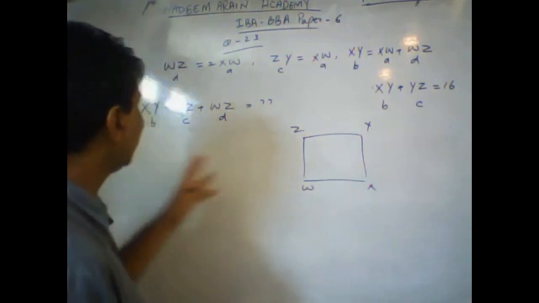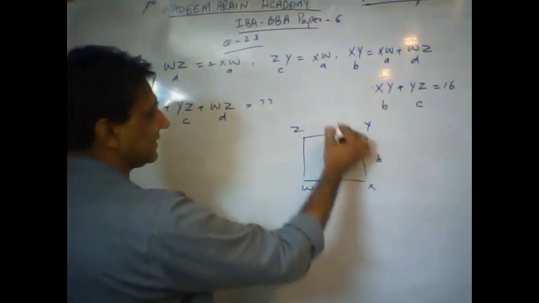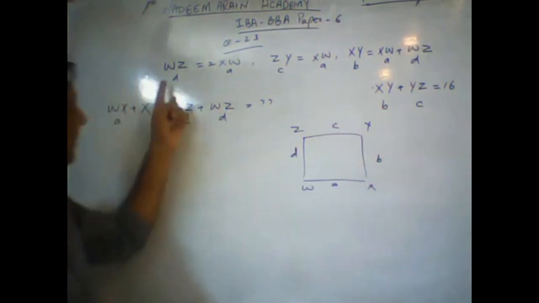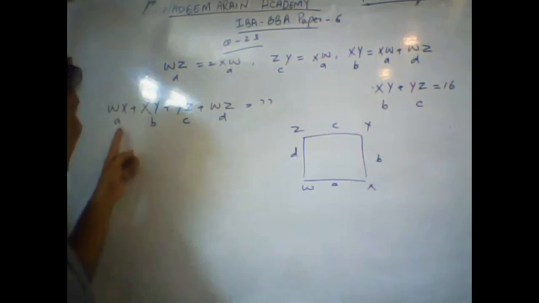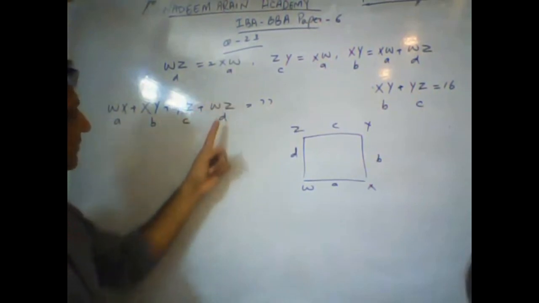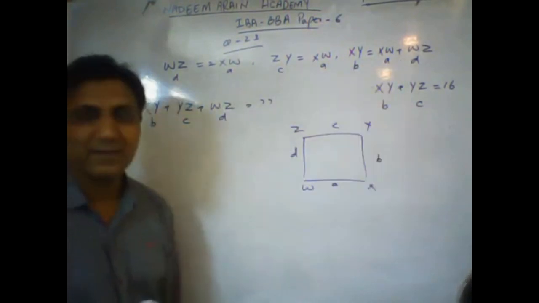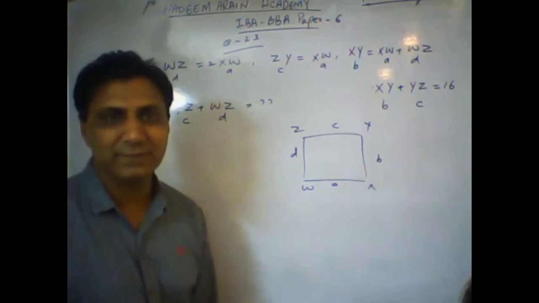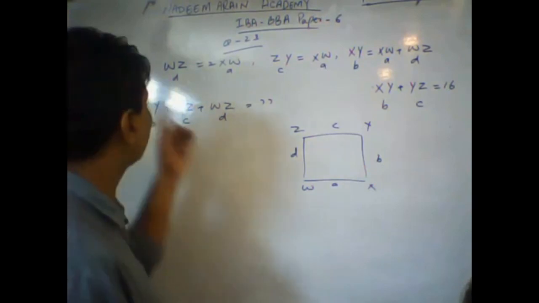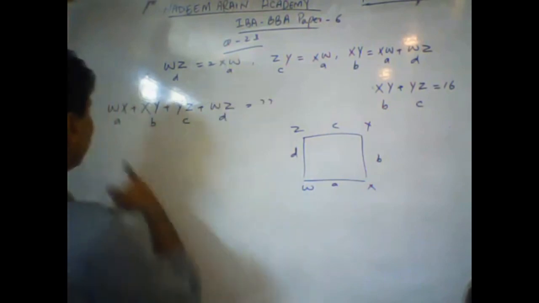Okay. What I did, I have taken these sides as A, B, C, and D, and I replaced WX with A, XY with B, YZ with C, and WZ with D, and I replaced the conditions that are given in the paper also. You must have the paper in your hands, you can have a look there and write these things there. So we have got these equations.